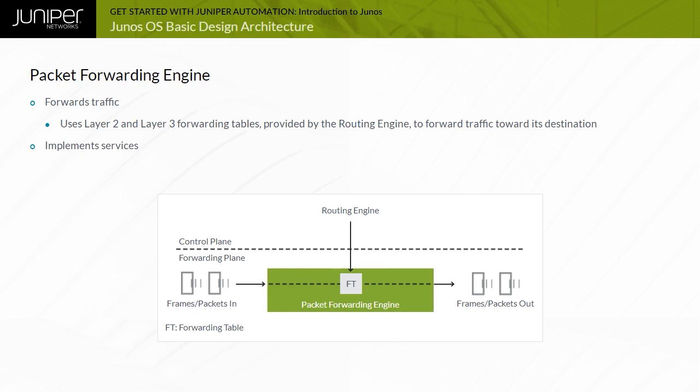In addition to forwarding traffic, the PFE also implements a number of advanced services. Some examples of advanced services implemented through the PFE include policers that provide rate limiting, stateless firewall filters, and class of service or CoS. Other services are available through special interface cards that you can add to the PFE complex.